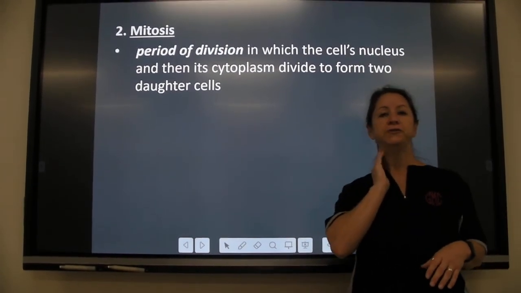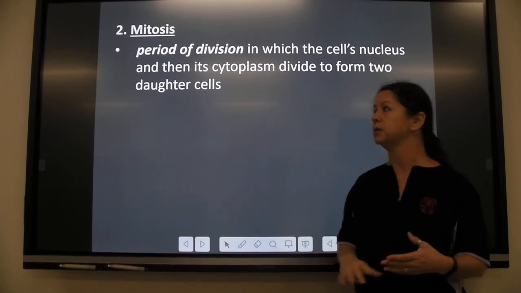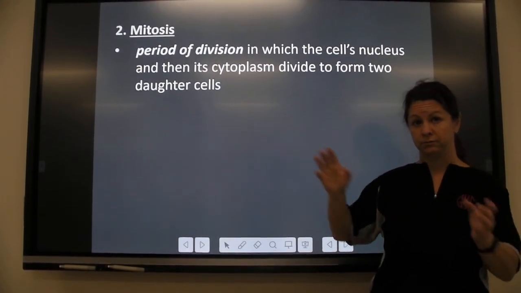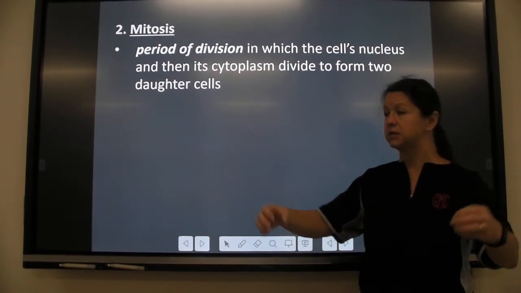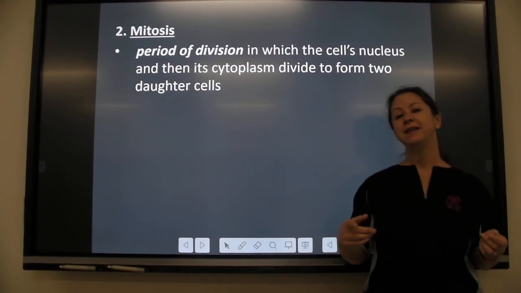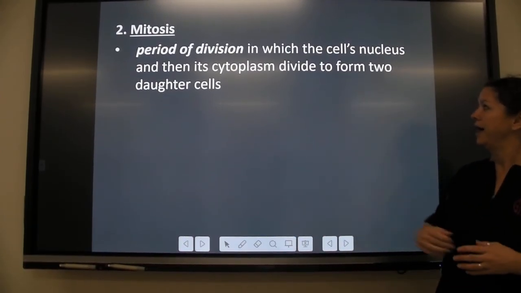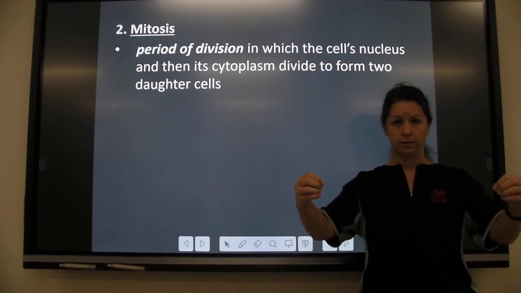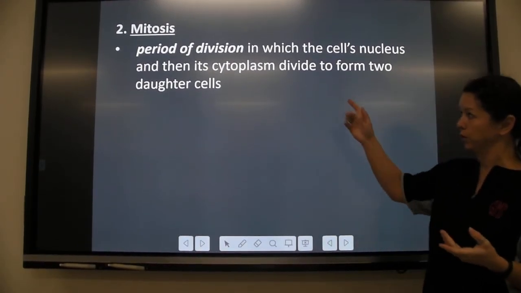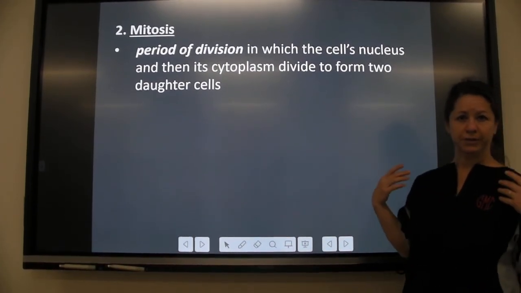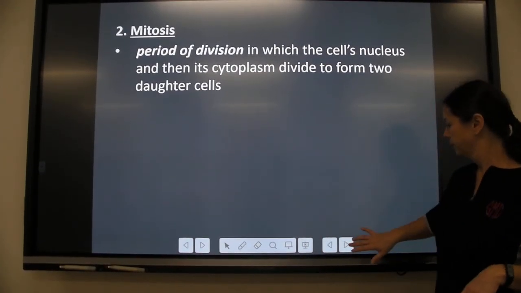The second general phase is called mitosis. Mitosis is the actual period of division. So when the cell actually splits, it's when the cell's nucleus and then its cytoplasm actually divide. And so eventually the cell membrane will actually divide also, of course, to get two daughter cells. And that's just what we call them, daughter cells.